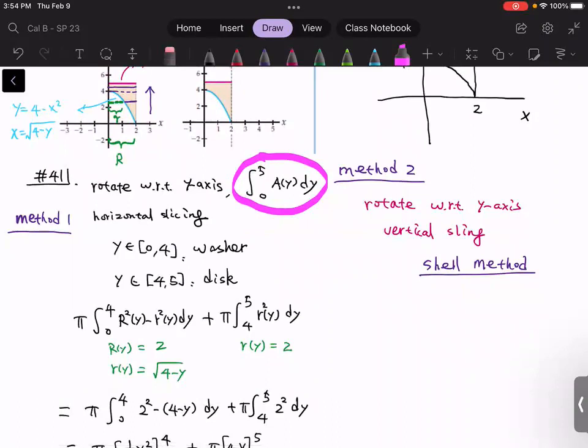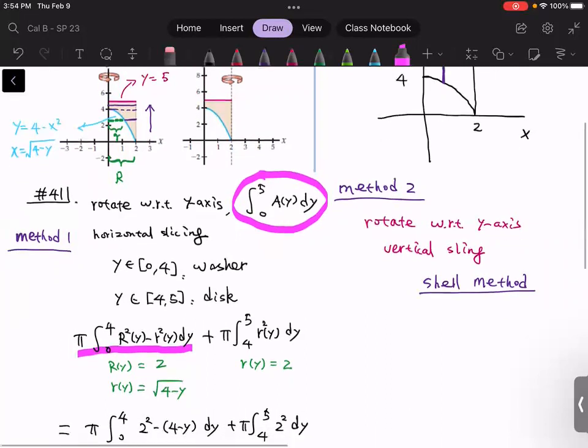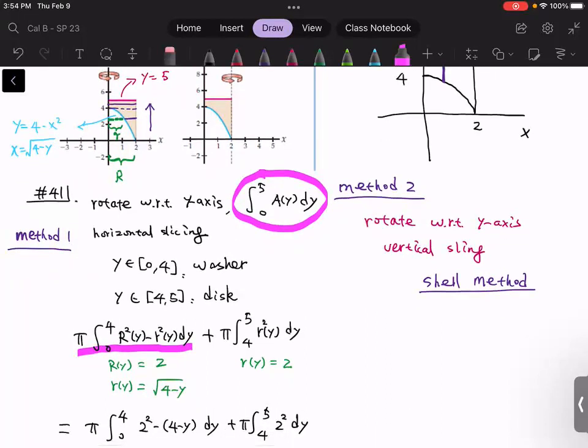Now apply the formula. We need to find the larger radius and the smaller radius. Notice that the axis we rotate about is the y-axis. So the capital R, as I show in the pictures, will be 2. The distance will be 2. For the small r of y, that will be the square root of 4 minus y. We can solve this from the equation y equals 4x squared. Notice that x in the picture will be positive. So we determine the capital R and the small r in this formula.